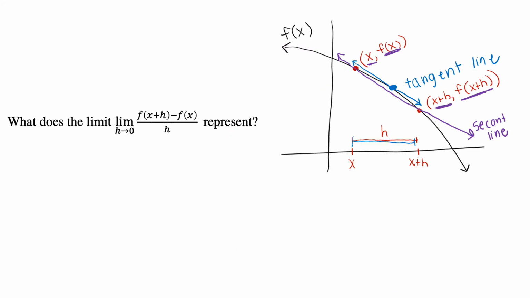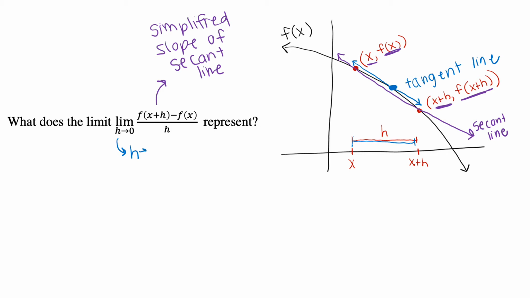All right, so we are going to put all of that together, and we want to determine what the limit as h approaches 0 of f of x plus h minus f of x over h represents. So remember, this f of x plus h minus f of x over h was the simplified version of the slope of the secant line. And then the limit as h goes to 0 means we're looking at what happens as that distance between our two x values is approaching 0.